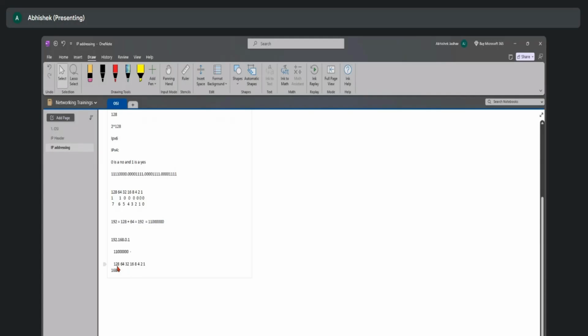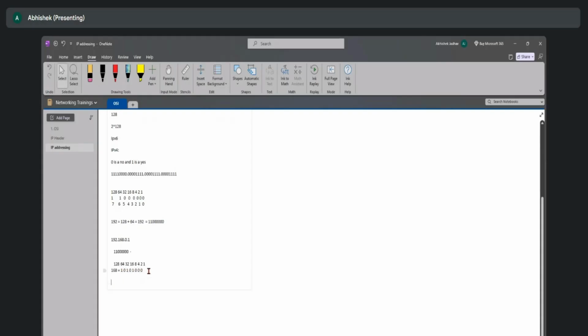160, is it? Yeah, that's 160. And then we need 8. So the value will be 1 0 1 0 1 0 0 0, right? So for 192, this is the value, this is what the computer will see, and for 168, this is the value, this is what the computer will see.